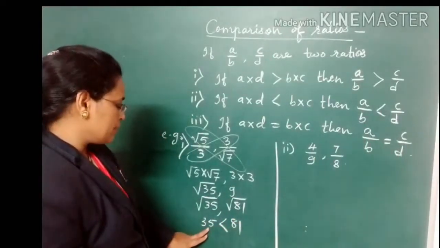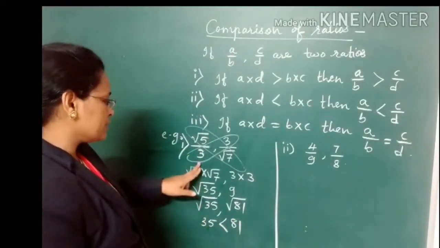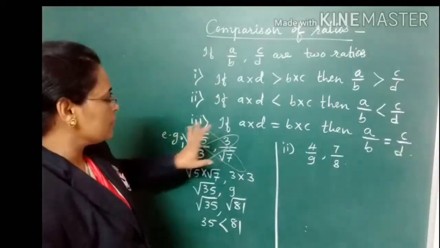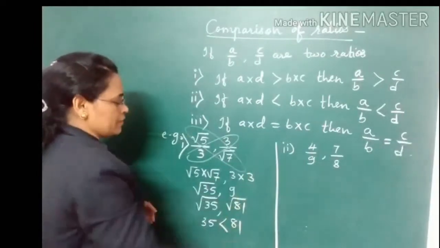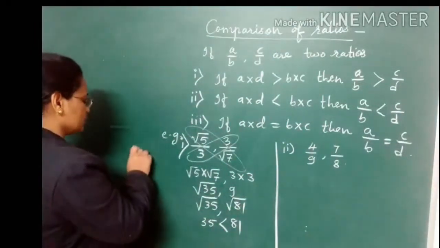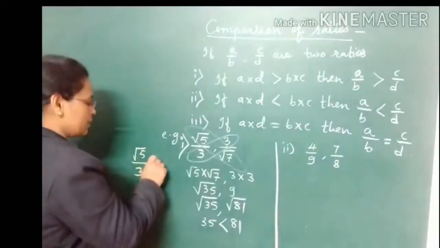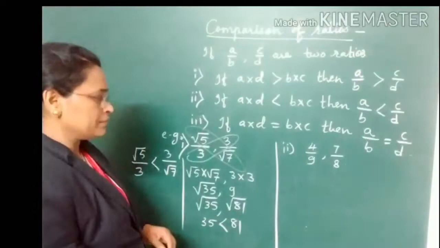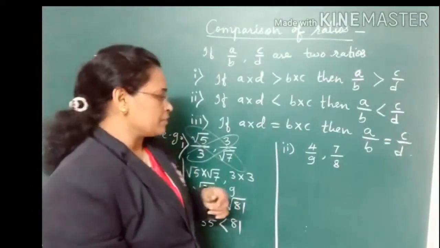Left side number is smaller, therefore we can say the left side ratio root 5 is to 3 is smaller and 3 is to root 7 is greater. So we can write the answer there, that is root 5 is to 3 is smaller and 3 is to root 7 is greater. Like that way we can write the comparison between the two ratios.